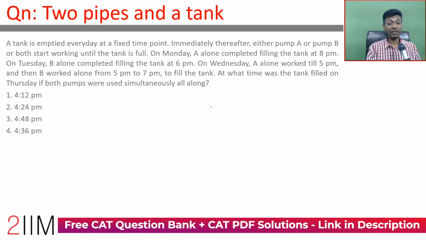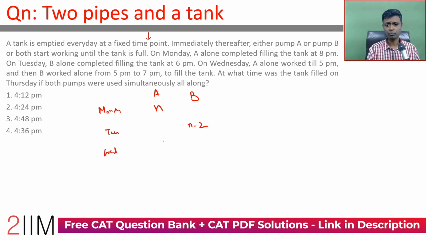A tank is emptied every day at a fixed time point. Immediately thereafter, either pump A or pump B or both start working until the tank is full. On Monday, A alone completed filling the tank at 8 p.m. So let's say Monday, A works for n hours to fill the entire tank. On Tuesday, B alone completely filled the tank at 6 p.m. So n minus 2 hours; it has been open for 2 hours less than A.